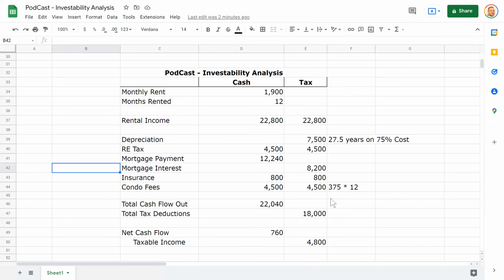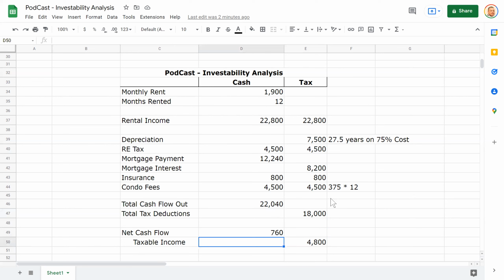Look down one below. The mortgage interest can be taken. So we have $8,200 of mortgage interest that we can take on the tax side. That's very important to differentiate between the total mortgage out on the cash flow side and what the interest portion is for tax deduction. Of course, the interest is the same for both. The condo fees apply to both. So now let's look. We have total cash flow out of $22,040 and only $18,000 on the tax side.